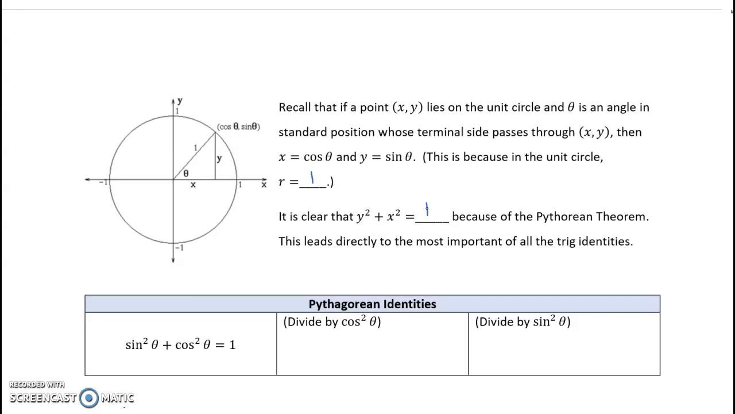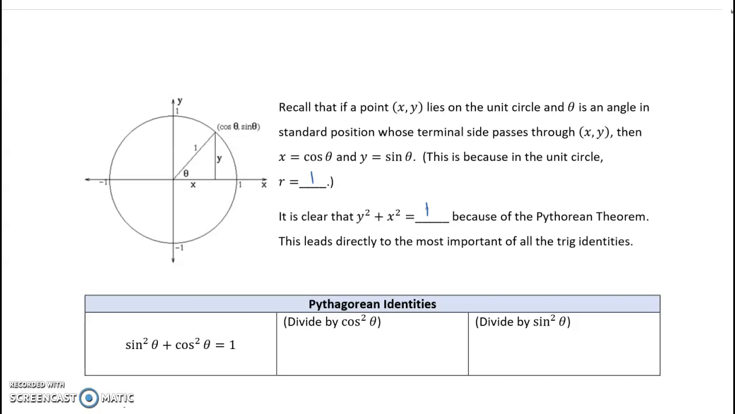I encourage you to play around with that. Pick a value of theta, say pi over 6. Figure out what the sine of pi over 6 is, and square it. Figure out what the cosine of pi over 6 is, and square it. Add them up. You better get 1. And that's going to be true no matter which theta value you pick. Literally any theta value at all.